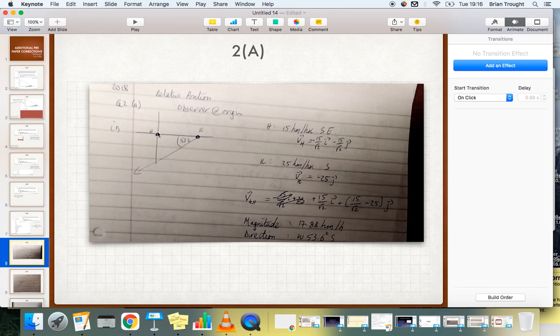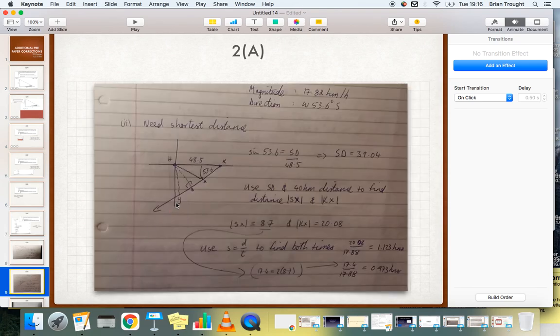So the first thing you do, relative positions, then you get the relative velocity vector, fill in the relative velocity vector at the first one in this relative velocity formula. All right, so we need the shortest distance if we're going to complete part 2. And part 2 is the time taken for k to get to a point where it's 40 meters from h. So right now it's 48.5. If it gets to this point relative to h, it'll be 40 meters away.